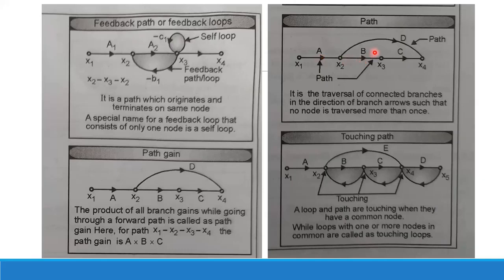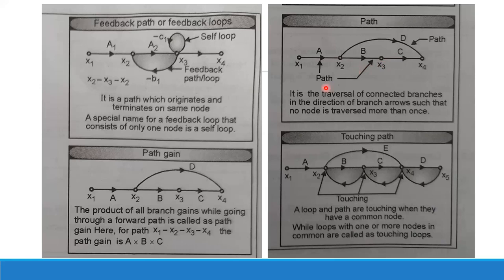Again, x2 and x3 are connected with a branch which has a forward arrow, so this is also a path. Again, this one is also a path, and this one is also a path. So a path is a traversal of connected branches, meaning a group of connected branches in the direction of branch arrows.